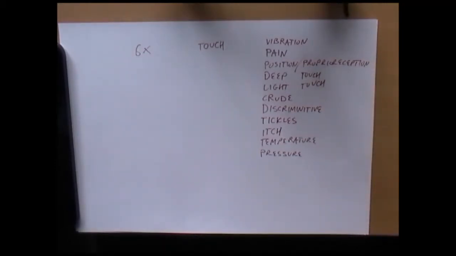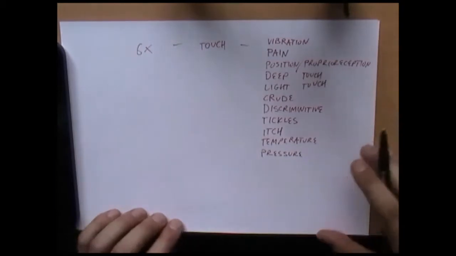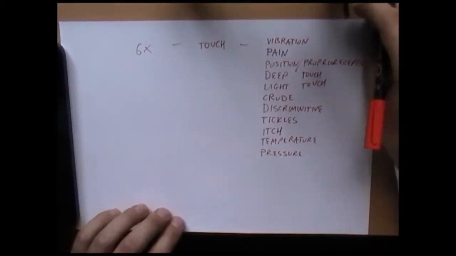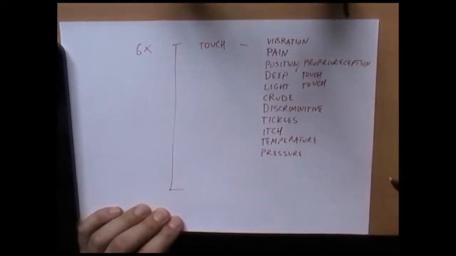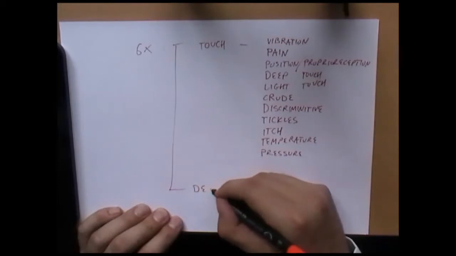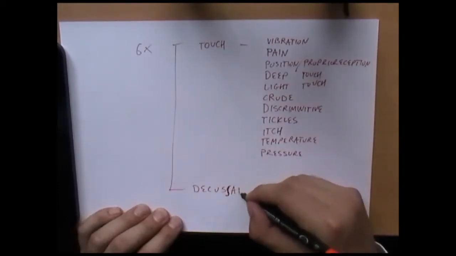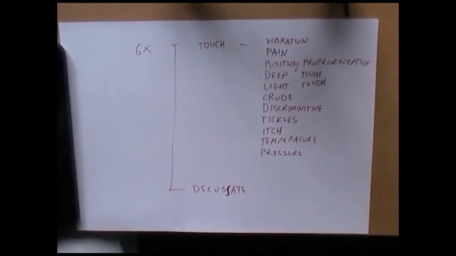The other thing that throws off the ease of learning these tracts, besides the fact that there are so many different types of touch, is that these six tracts all decussate at different levels. Decussation basically is where they swap sides.